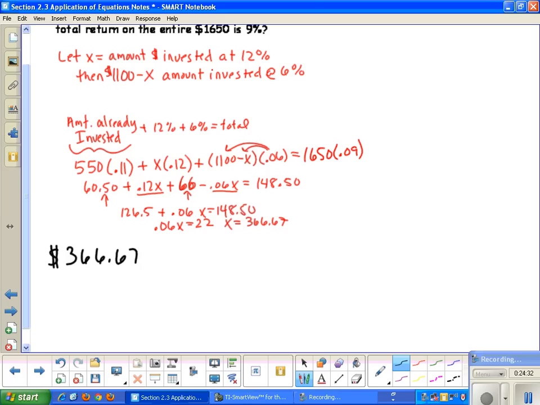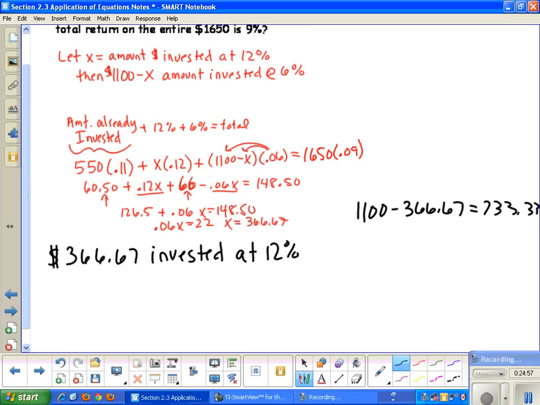So remember, x is the amount that was invested at 12%, so we're investing $366.67 at 12%, and then to figure out how much is invested at 6%, remember we started off with $1,100 minus x for 6%, so 1,100 minus 366.67 will give us the amount invested at 6%, which is 733.33. So $733.33 is the amount invested at 6%. So that would be our solution.